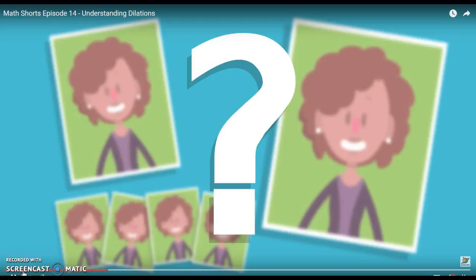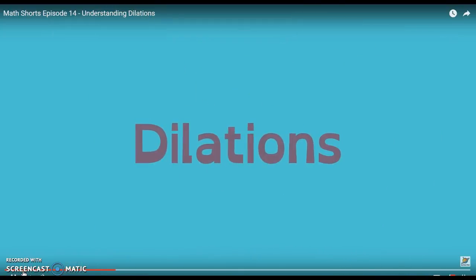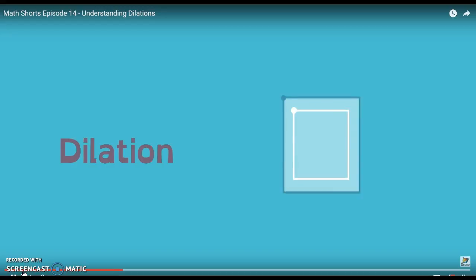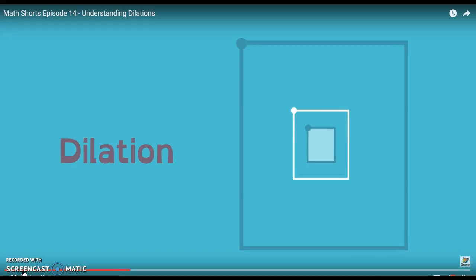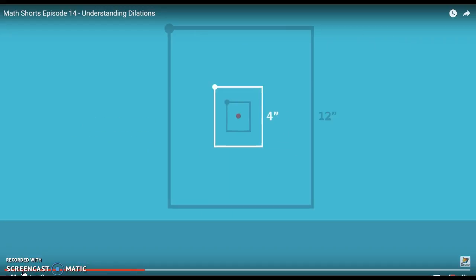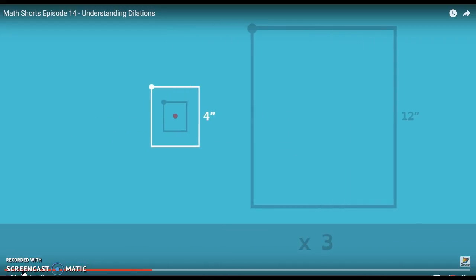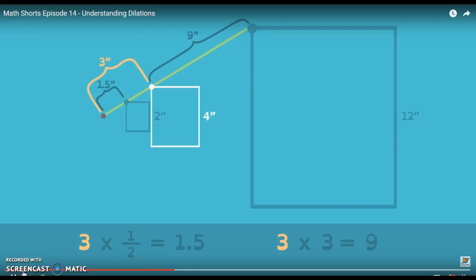One photo in different sizes. Dilations. Dilation is where a two-dimensional shape grows or shrinks proportionally from a point called the center of dilation. Here we tripled the original rectangle, and here we divided it in half. In dilations, the dimensions and distances from the center of dilation stay in proportion.